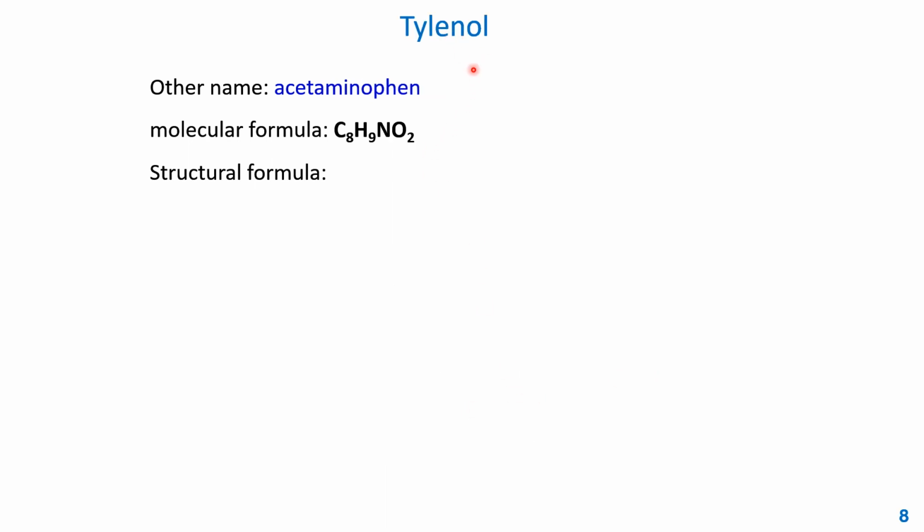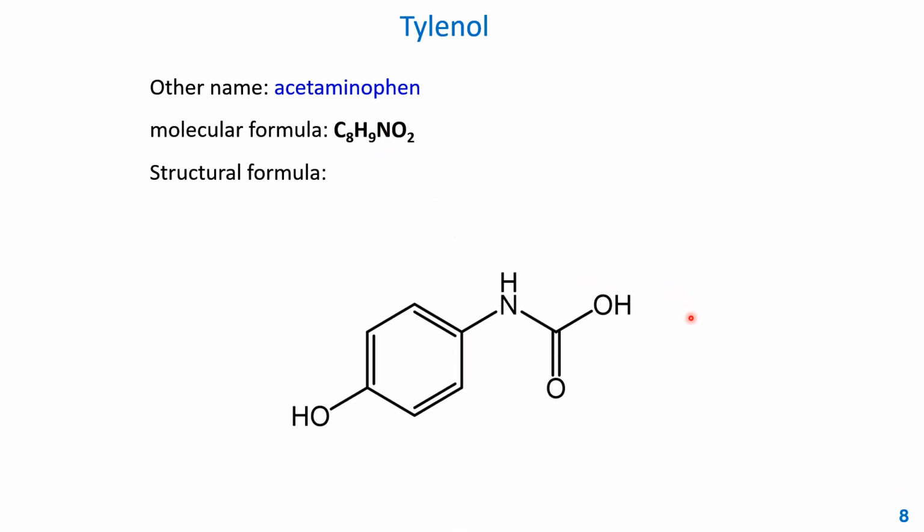Tylenol is another common medicine. Okay, so the other name for Tylenol is acetaminophen, and the molecular formula is 8 carbons, 9 hydrogens, 1 nitrogen, 2 oxygens. The structure of Tylenol is shown here. So you can see this is an acid, but with the nitrogen, it's actually called a carbamic acid. But look at this part, it is actually phenol. Okay, so benzene with a hydroxyl group is called phenol. And so this is another very common medicine.